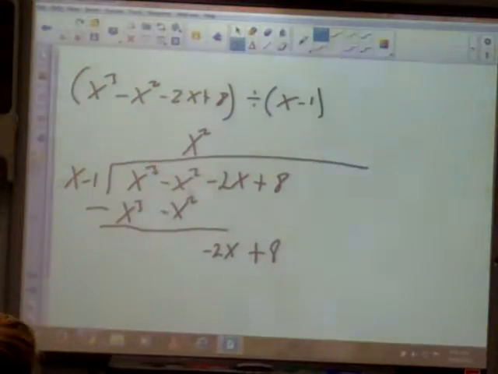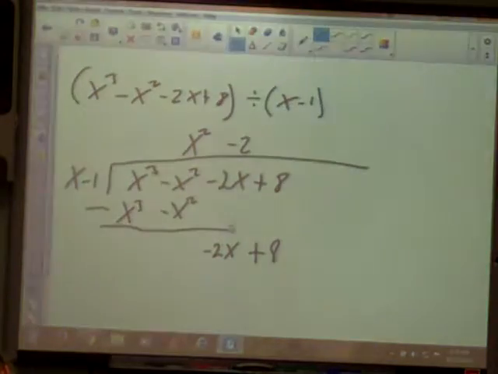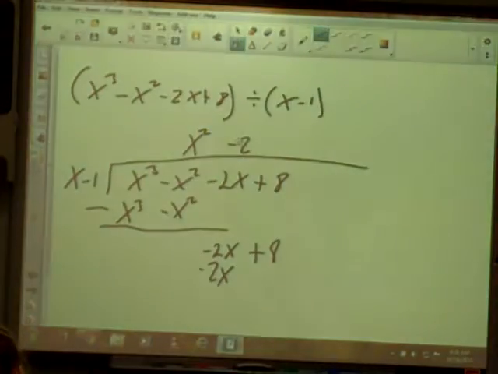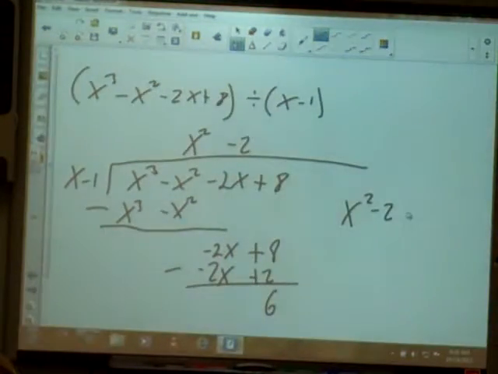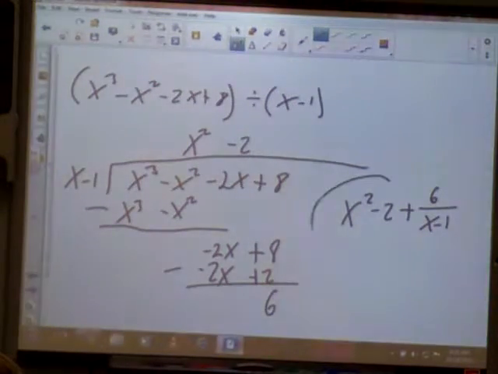Okay, so x times what gives me negative 2x? Negative 2. Distribute a negative 2 to everything. Negative 2 times x is negative 2x. Negative 2 times negative 1, so positive 2. Subtract. Negative 2 minus negative 2 is nothing. 8 minus 2 is 6. So for my final answer, I don't have anything else to bring down, so I know I'm done. So my final answer is what I have on top plus my remainder over what I divided by.